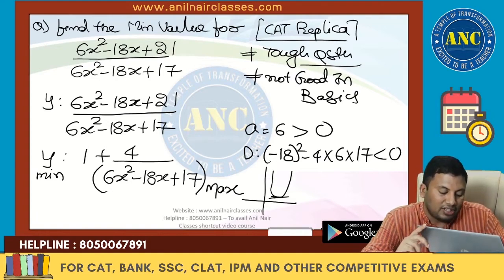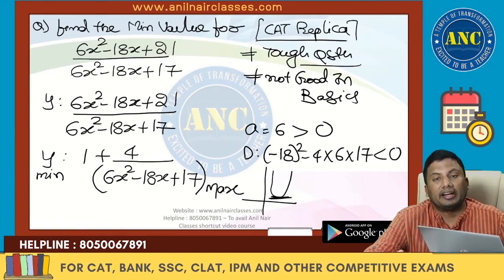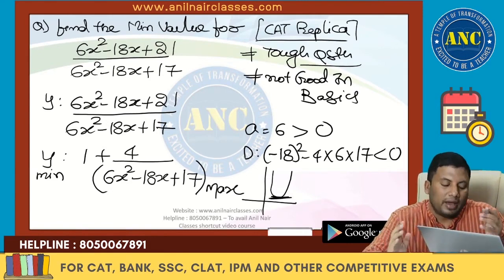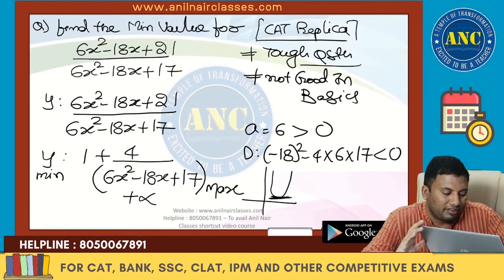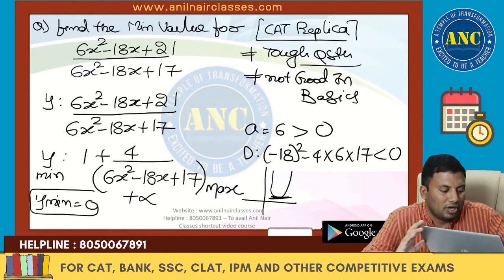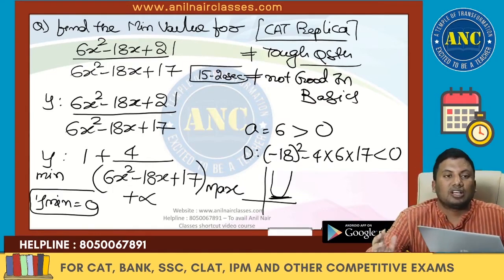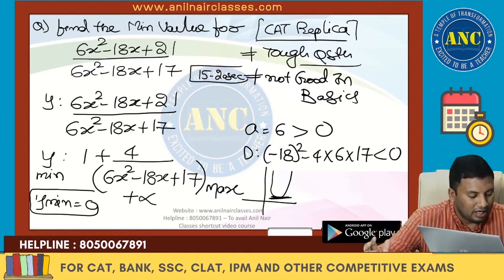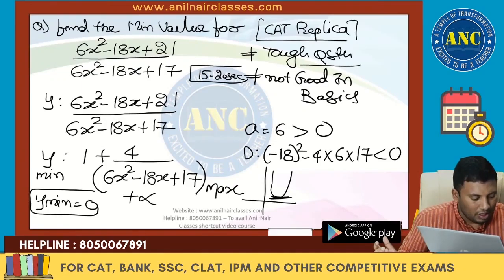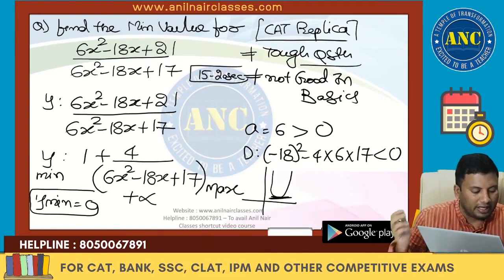If the graph is going upwards, I can determine the minimum value. Maximum value is shooting up to infinity. 1 by infinity tends to 0. Y minimum is nothing but 0. It takes hardly 15 to 20 seconds to solve the question if you know this concept. Are you all with me? You can solve this question very easily. I hope it is clear.